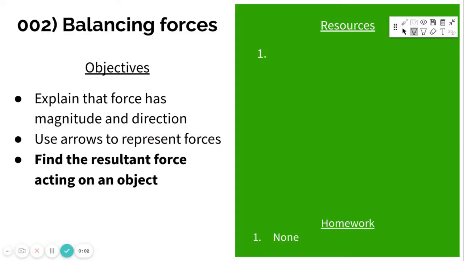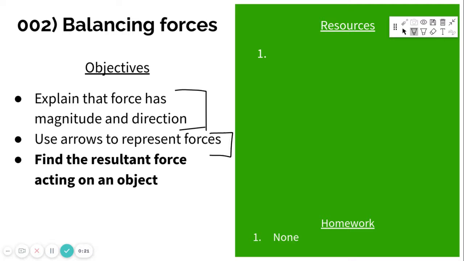All right, boys, so this is our third video on balancing forces. In the first video, we dealt with this objective, explained that force has magnitude and direction. So right there, you should have learned that when you measure a force, it should have an amount of newtons, which is its magnitude, and a direction that the magnitude acts in, which is its direction.